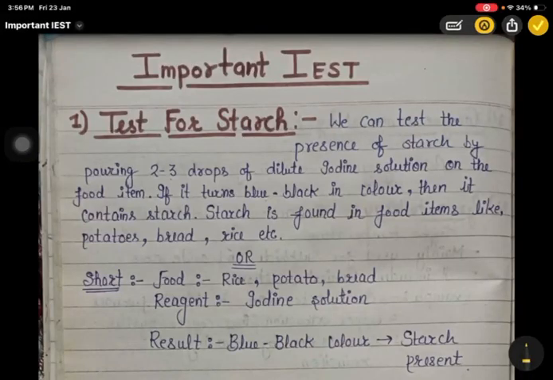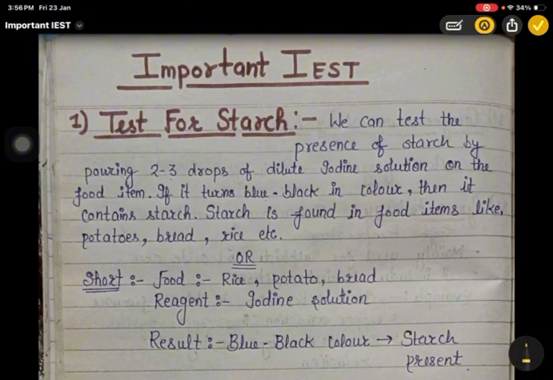Hello everyone, today we are going to discuss the three types of food tests, and these are very simple and easy tests we can do at home. The first one is the test for starch, the second is for protein, and the third is for fats. So let's discuss the test for starch.